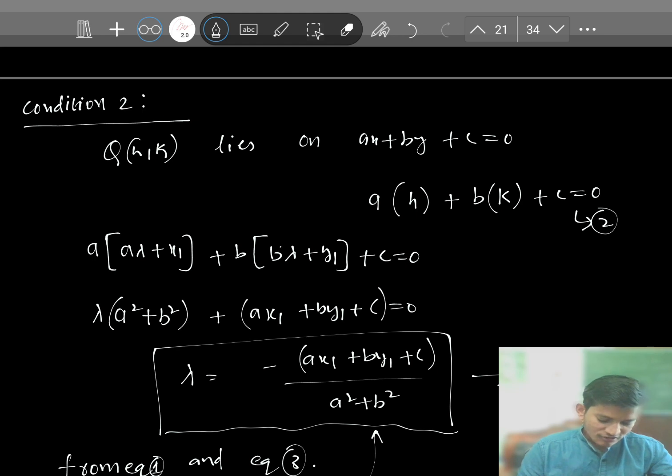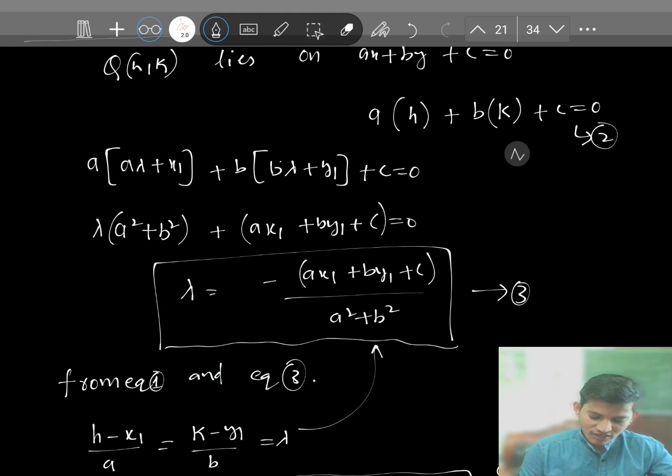So when it comes to condition number 2, the point (h, k) is lying on the straight line ax + by + c = 0. So it has to satisfy the straight line equation. The point P has to satisfy the straight line equation, that is ah + bk + c = 0, from equation number 1.